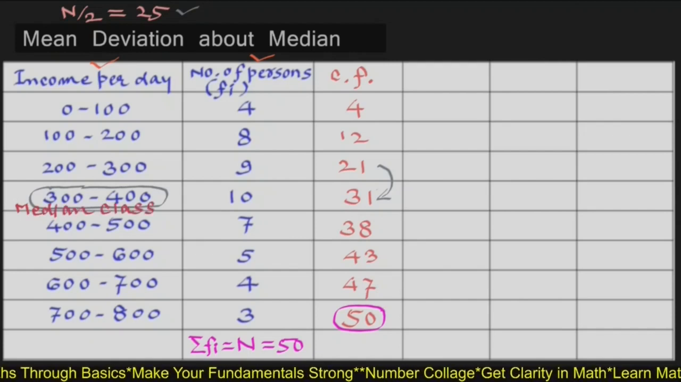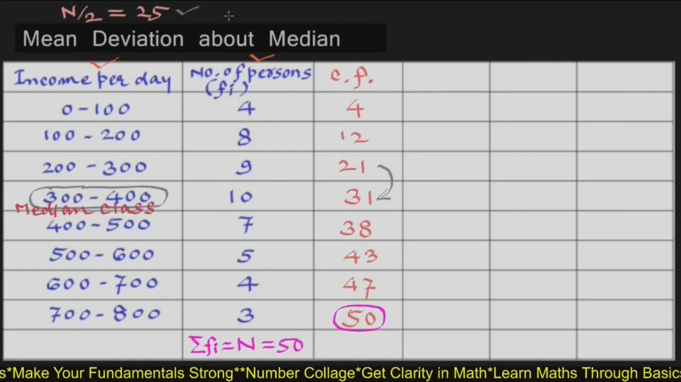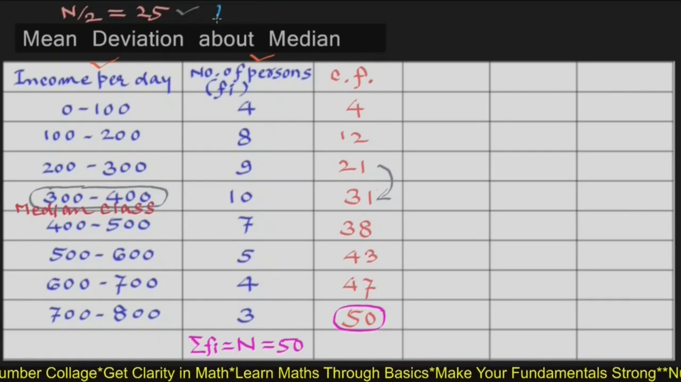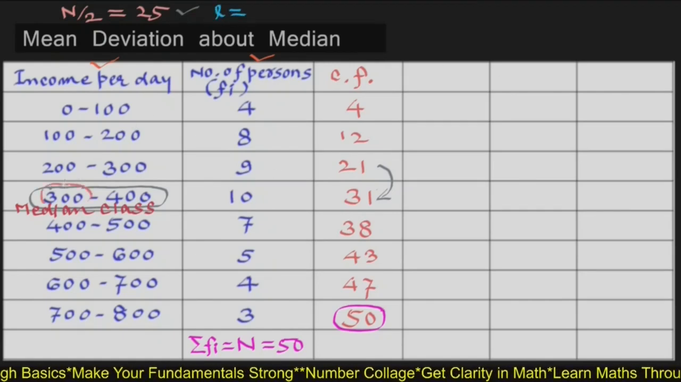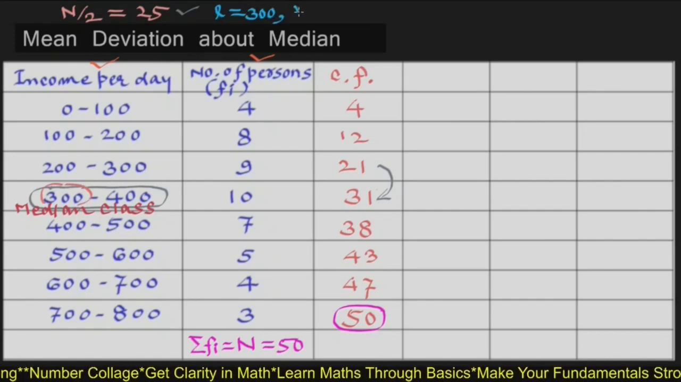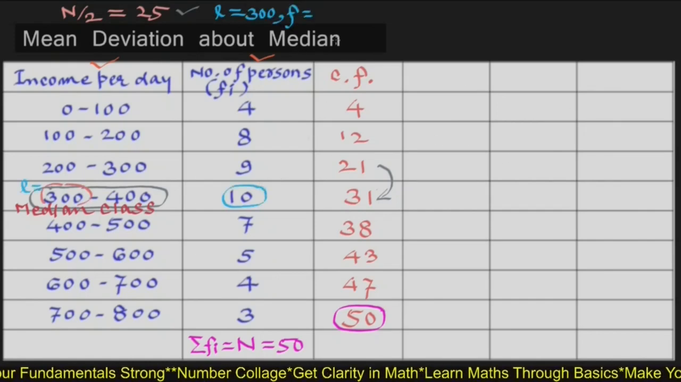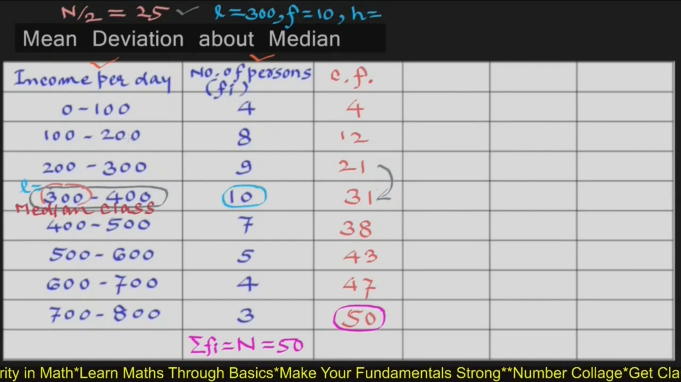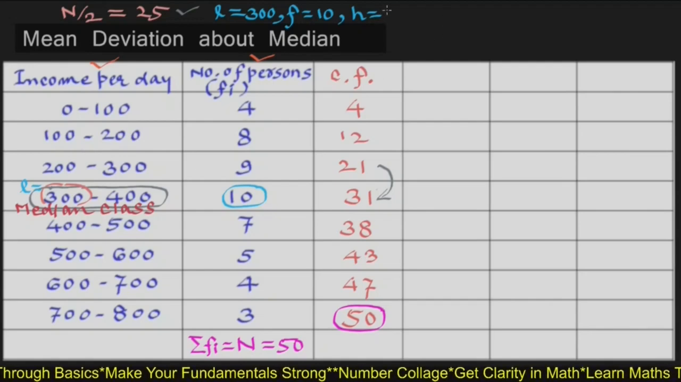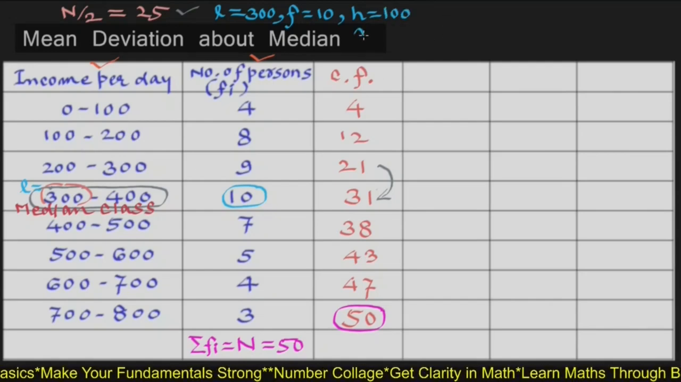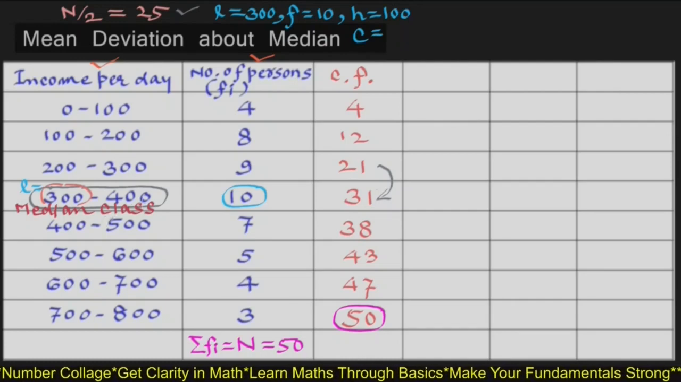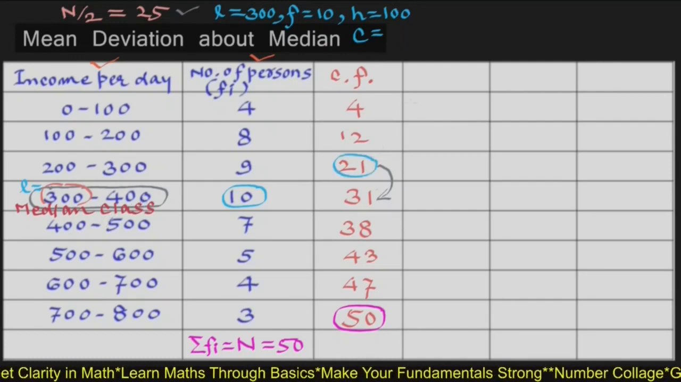Now let us jot down the various quantities that we shall need to calculate the median. First among them is L, the lower limit of the median class, 300. f is the frequency, 10. h is the class width, which is the difference between higher limit and lower limit, 100. And C is the cumulative frequency of the class just preceding the median class, which is 21.